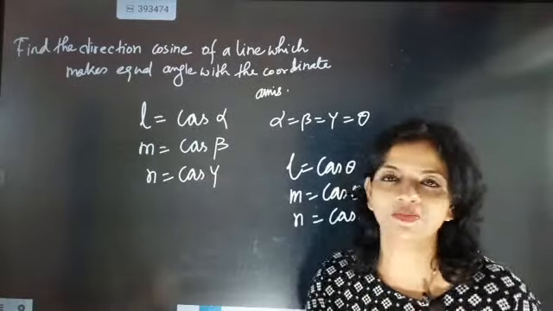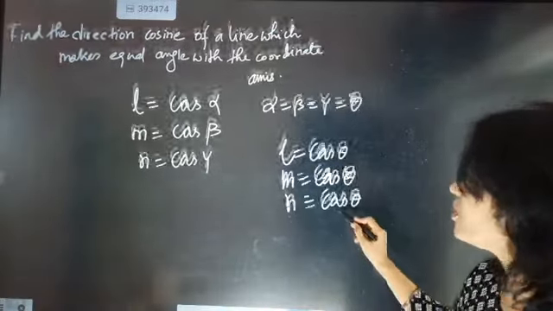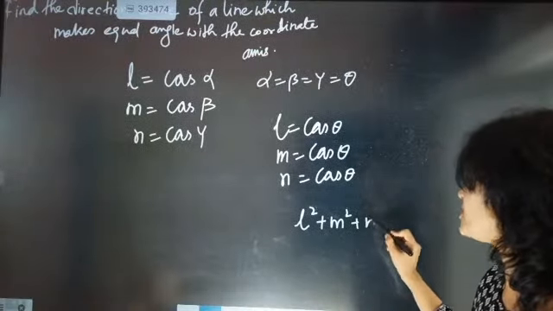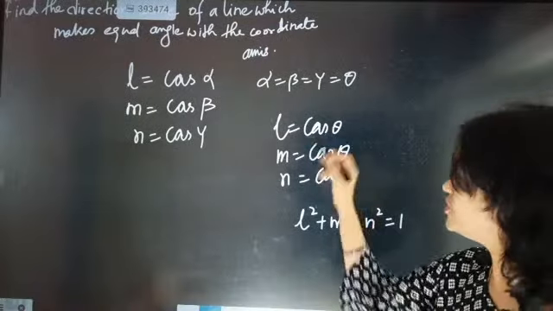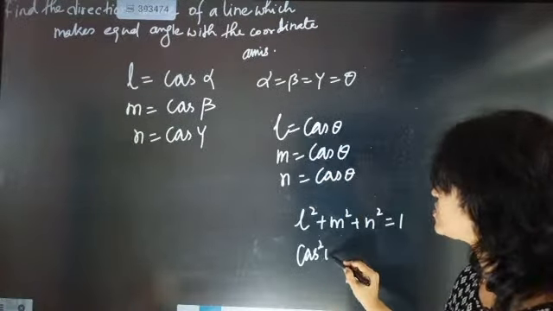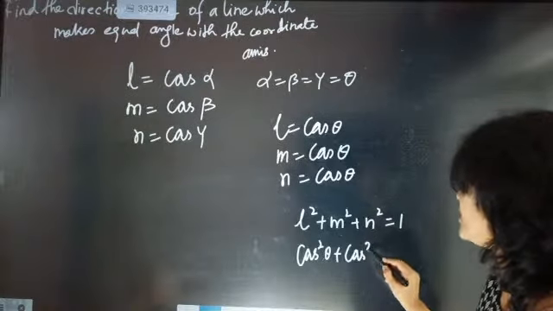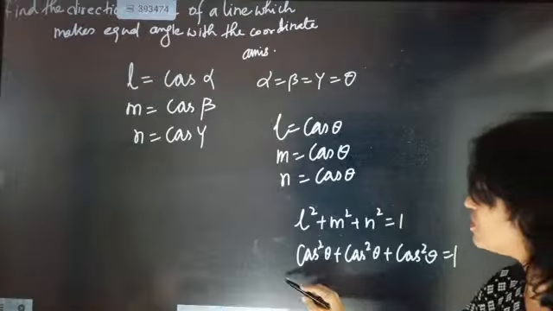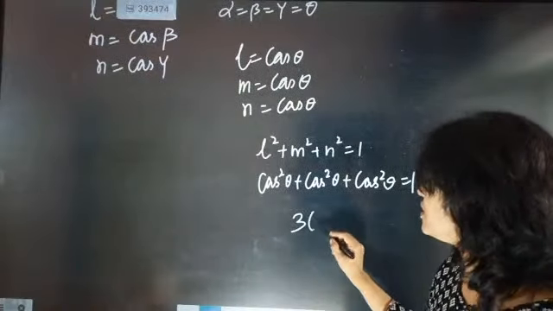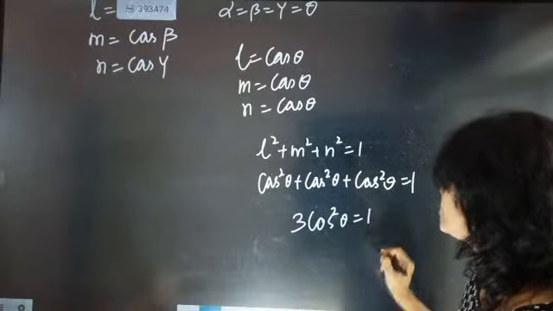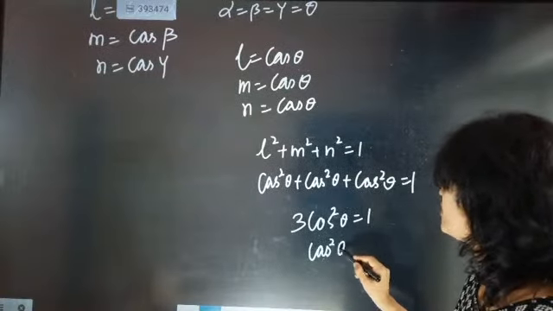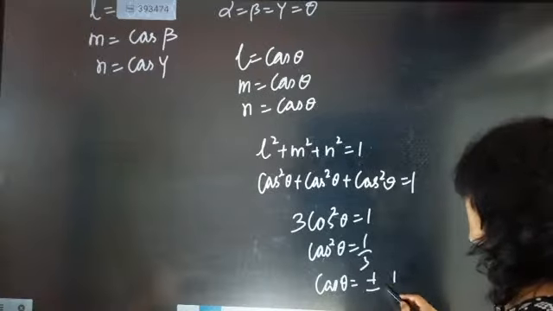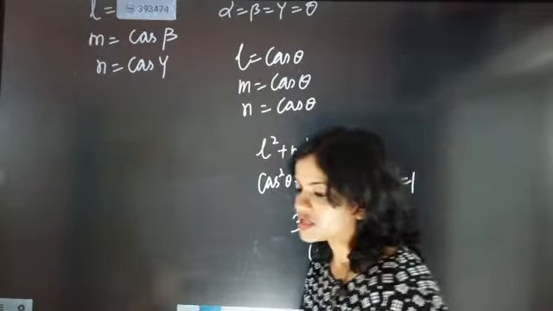Okay, so now another important point is that we know this formula, L square plus M square plus N square equal to 1. Now substitute this, it will become what? Cos square theta plus cos square theta plus cos square theta equal to 1. So 3 cos square theta equal to 1. So cos square theta will be equal to 1 by 3. Then cos theta will be equal to plus minus 1 by root 3.